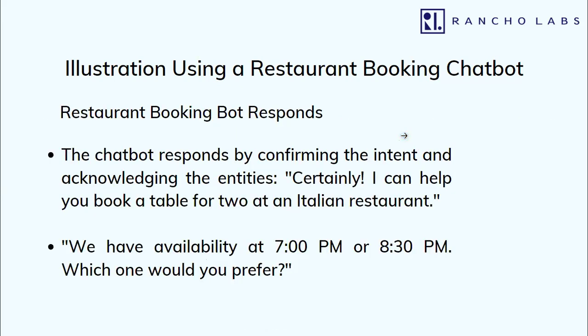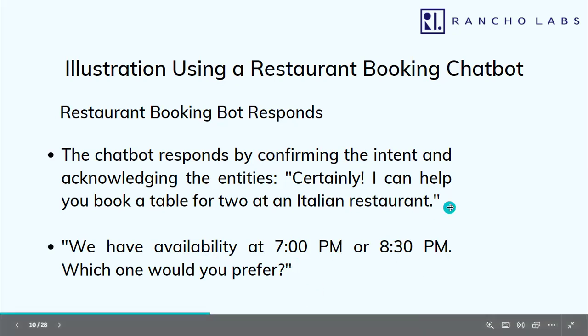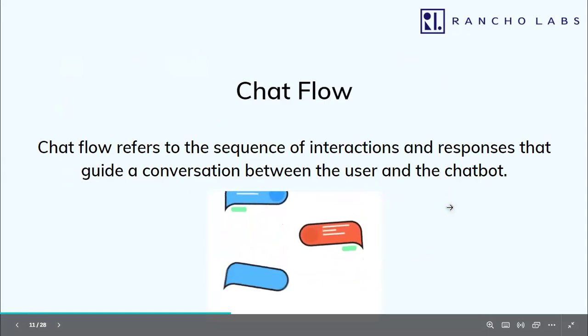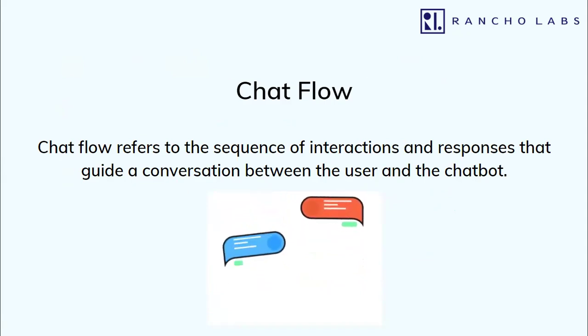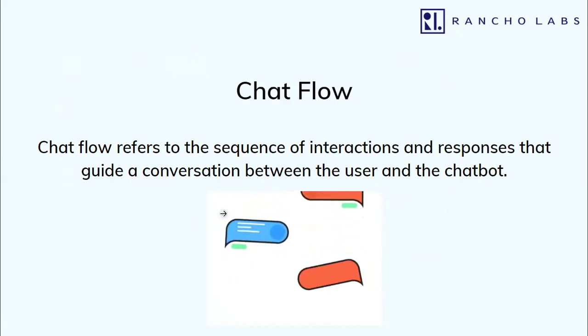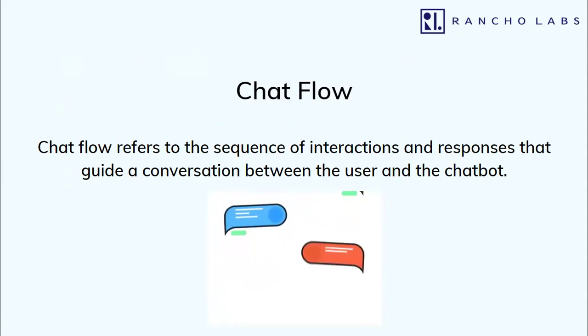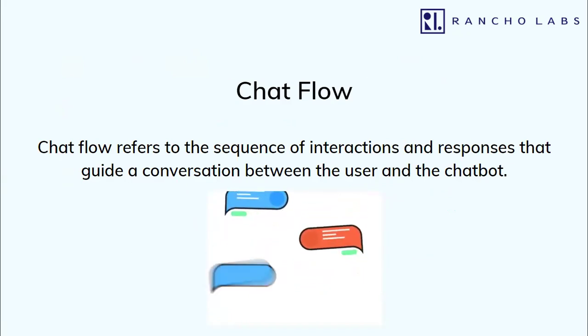Now, restaurant booking bot response. The chatbot responds by confirming the intent and acknowledging the entities. "Certainly, I can help you book a table for two at a restaurant. We have availability at 7 p.m. or 8:30 p.m. Which one do you prefer?" Then the user will give some time like that. The chat continues. That continuation is what we call chat flow. Chat flow refers to the sequence of interactions and responses that guide a conversation between the user and the chatbot. It's just like a continuation of chat.